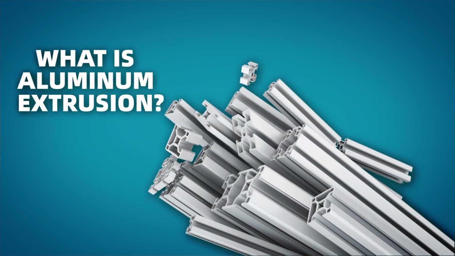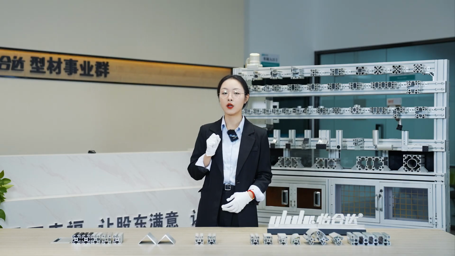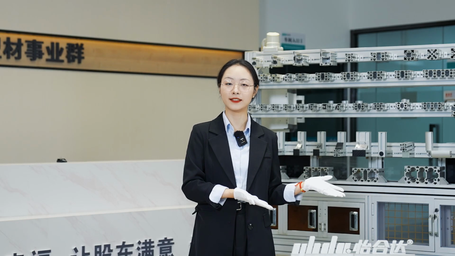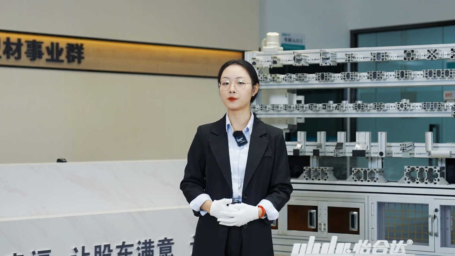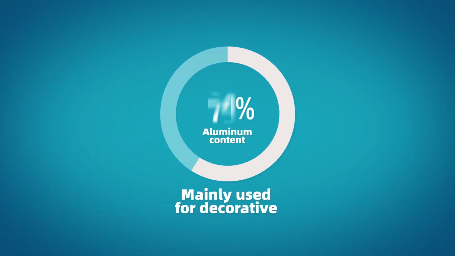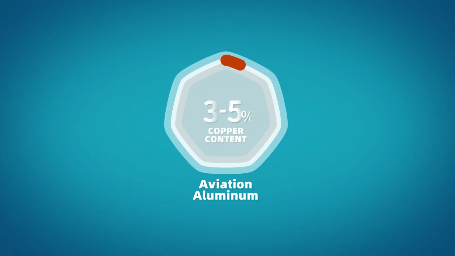What is aluminum extrusion? Aluminum extrusion is an alloying material with aluminum as the main component. The market currently divides aluminum profiles into 8 main series. 1 series, aluminum alloy. 2 series, aluminum copper alloy.